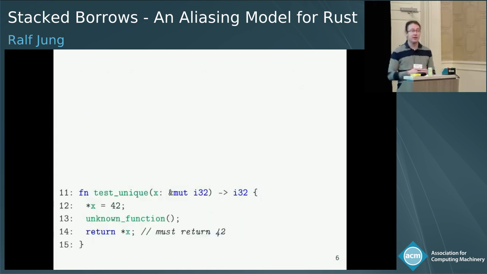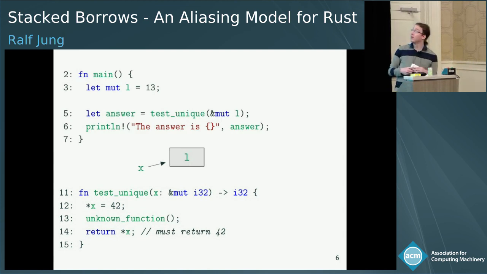So here's again the example function from before, and I'm going to turn this into a whole program by adding a main function where we have a local variable L, and we make the reference in test unique, this X reference, we make that just point to L. This program is still fine. We would print 42, but now we will add some nasty bits to it.